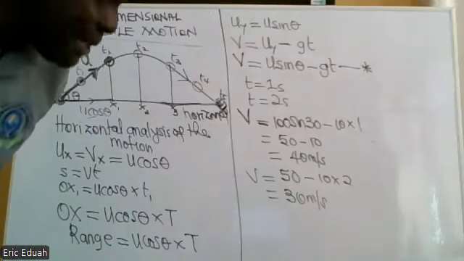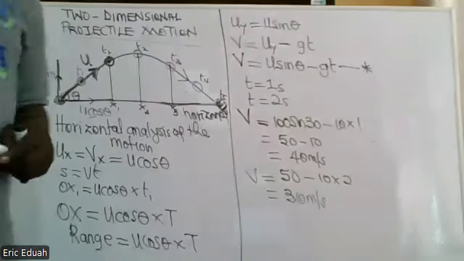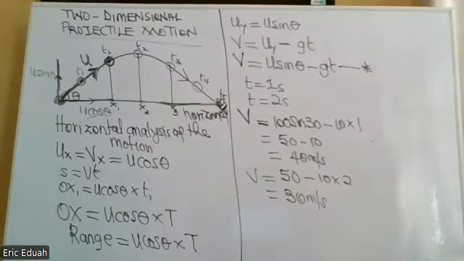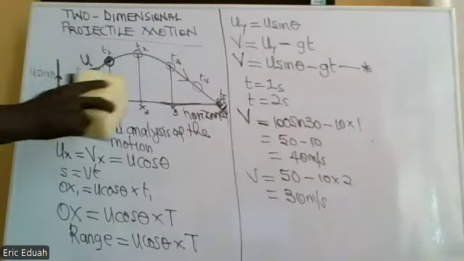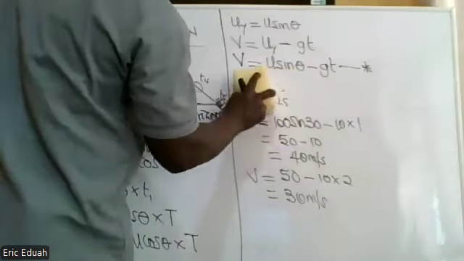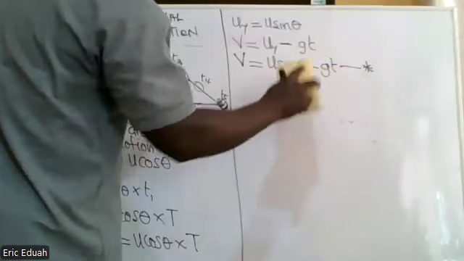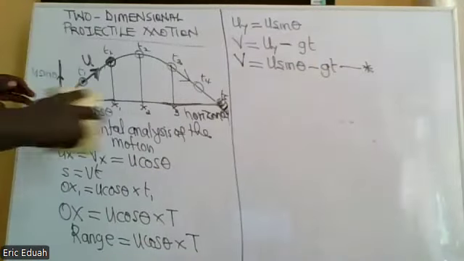Class, per our data, is the object decelerating? Yes, sir. All right. So this is the equation which would help us determine the velocity after any time t.